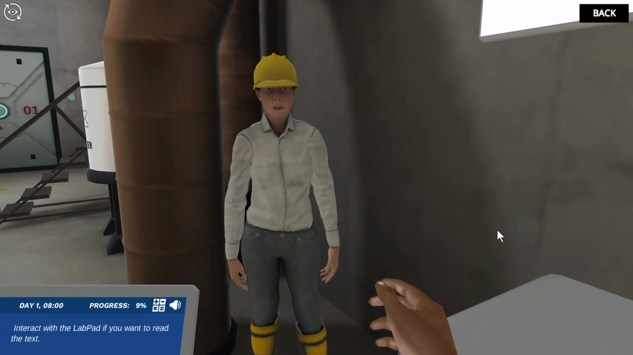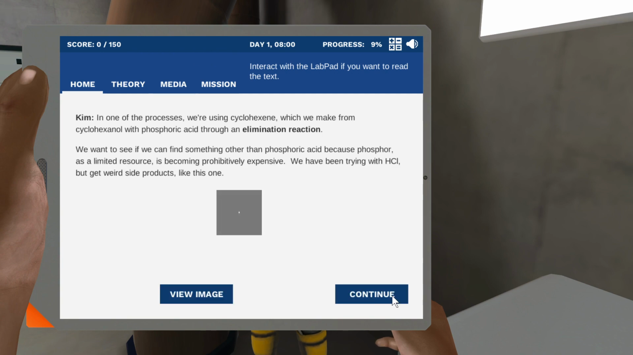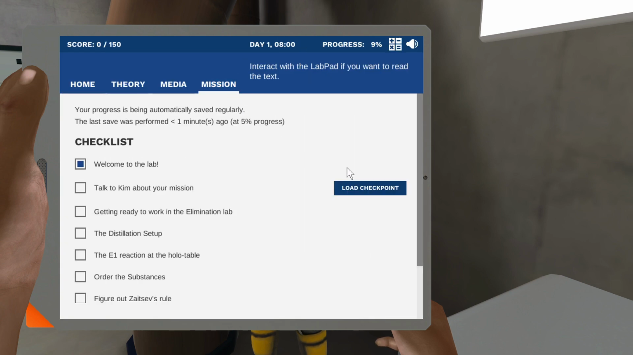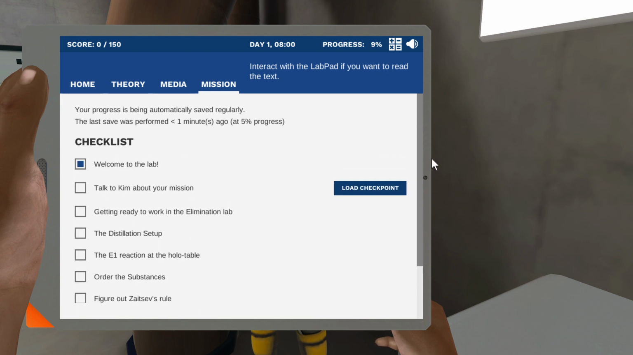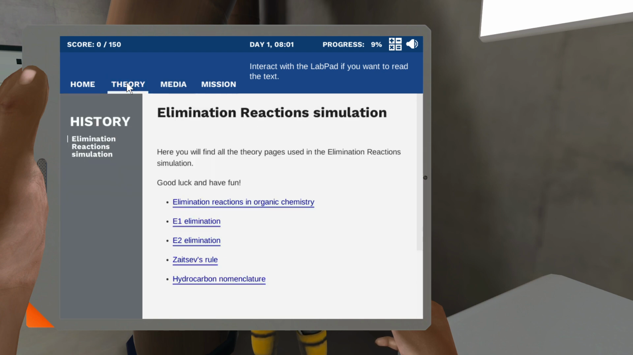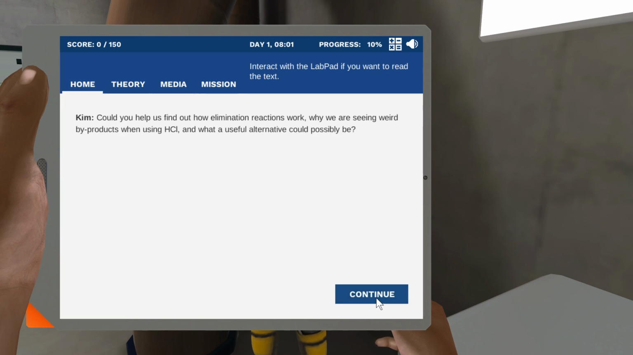Hi there, good to meet you. I'm a research engineer here at the Polymer Research Lab. In one of the processes, we're using cyclohexene, which we make from cyclohexanol with phosphoric acid through an elimination reaction. We want to see if we can find something other than phosphoric acid because phosphorus, as a limited resource, is becoming prohibitively expensive. Could you help us find out how?